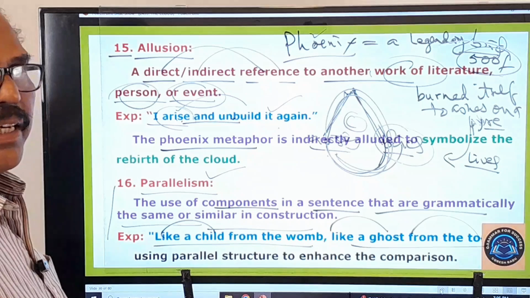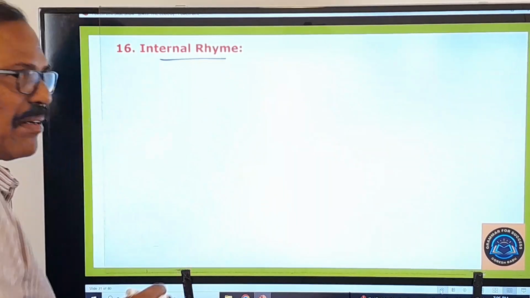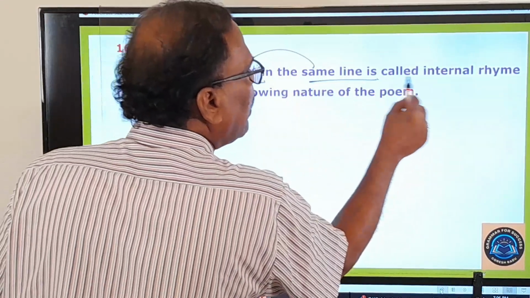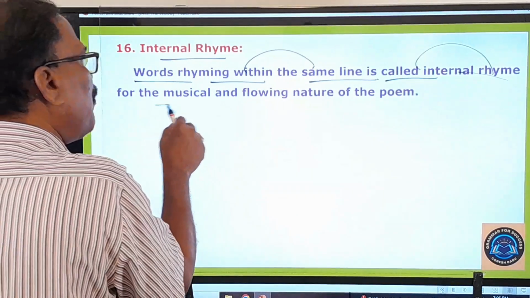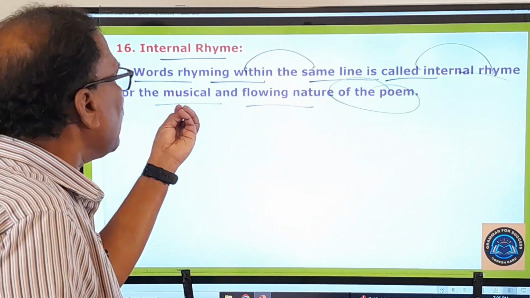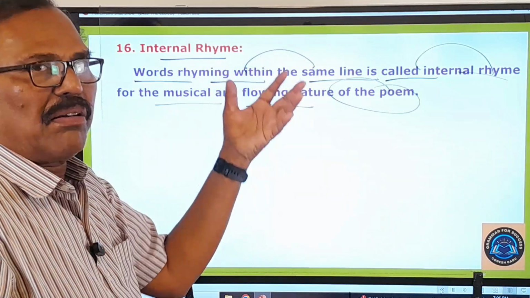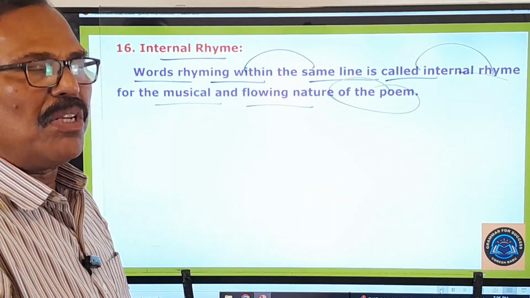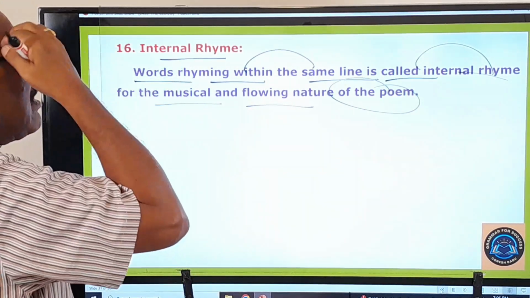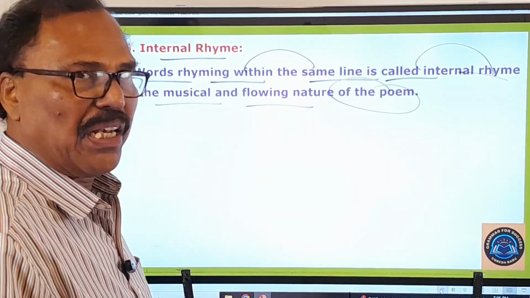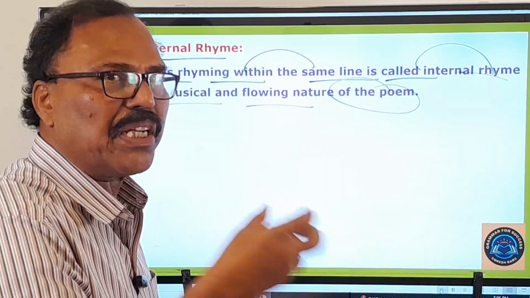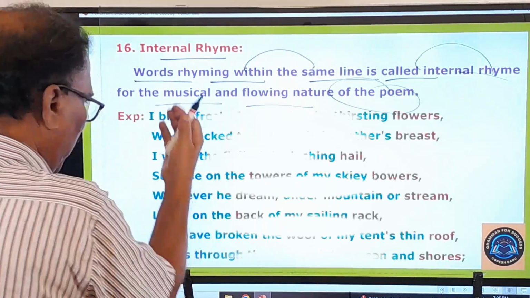So now we move on to the last literary device. Internal rhyme is there. What is this internal rhyme? Let us see that here. Words rhyming within the same line is called internal rhyme, and it gives the musical and flowing nature of the poem. This kind of internal rhyme will provide music and some kind of flow to the poetic lines, and that's why it is used by P.B. Shelley. He has written all the poems sticking to the metrical rules and patterns. And here, pay attention, I have given so many examples.